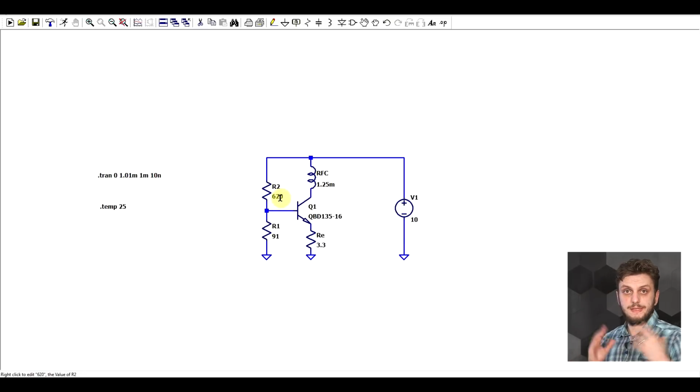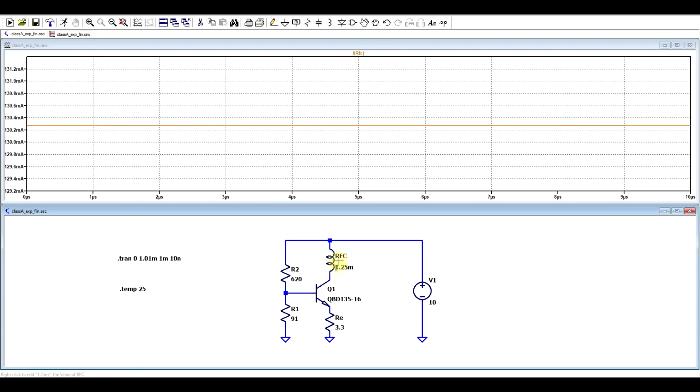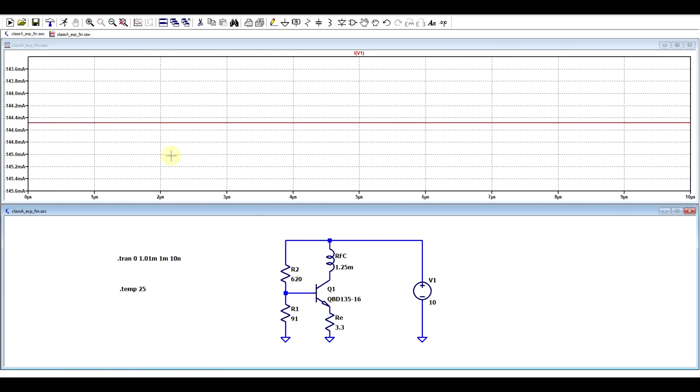First thing to check is the static operating point. That's why there's no input or output signal here. If we run the circuit, we can check the current running through the collector, which is around 130 milliamps, slightly lower than what we've calculated. And other than this current, the total current passing through the circuit is about 144 milliamps.